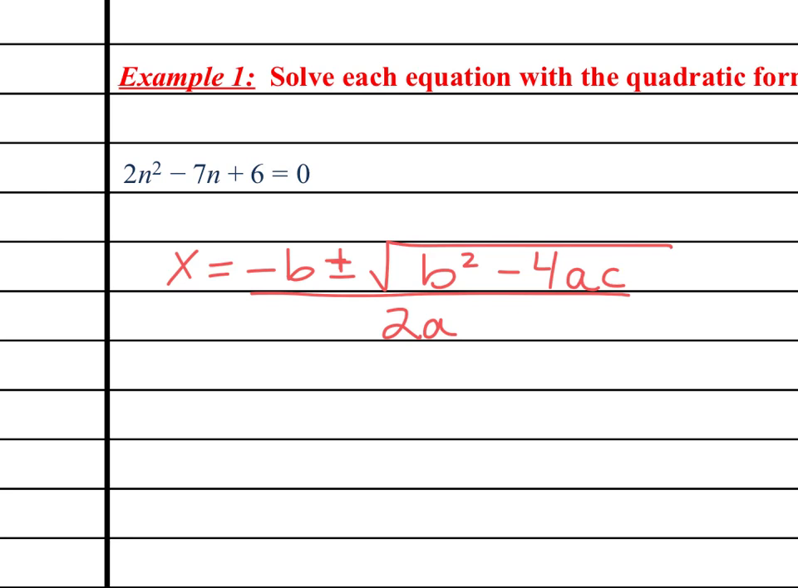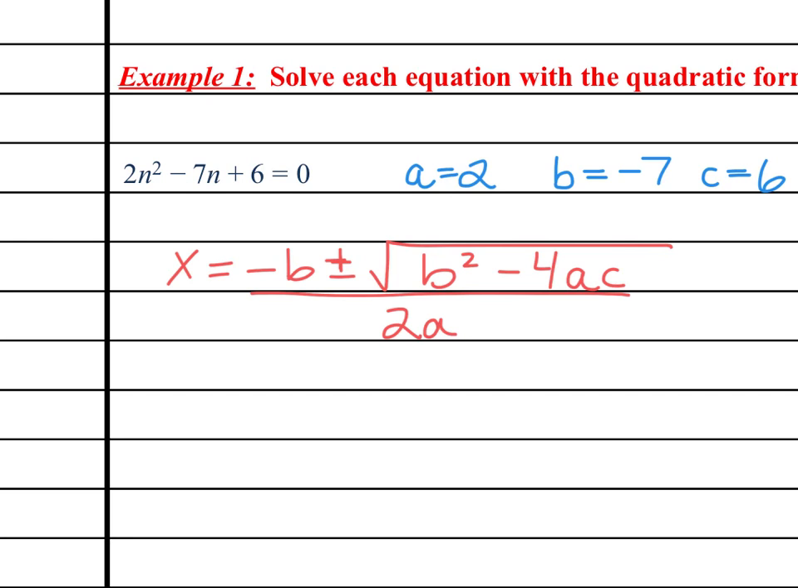Okay, you've got to know what a, b, and c is. This is equal to 0, so we're good. We have done this a million times. What is a? Looking at that equation right now. 2. A equals 2, so this is a good thing to write out. What's b? Negative 7. What is c? 6.